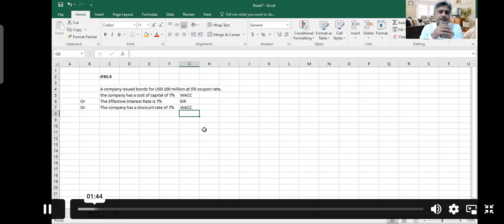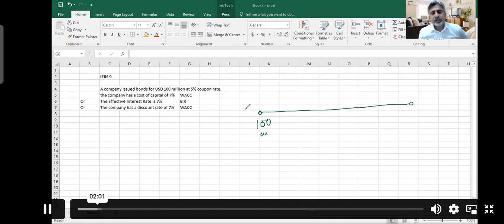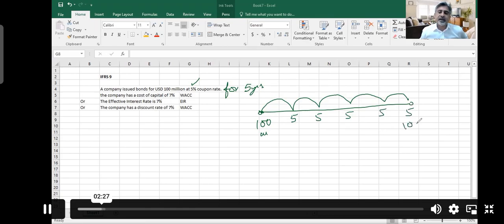Now, what happens here? You receive 100 million today. The company has received cash. And then they promise to pay 5% for the next 5 years. Let's suppose that it is a period of 5 years. It means that they are going to give 5%, 5%, 5%, 5%, 5% interest. So 5% means 5 million. So for the next 5 years, they will pay 5 million, and then they will return back 100 million again.